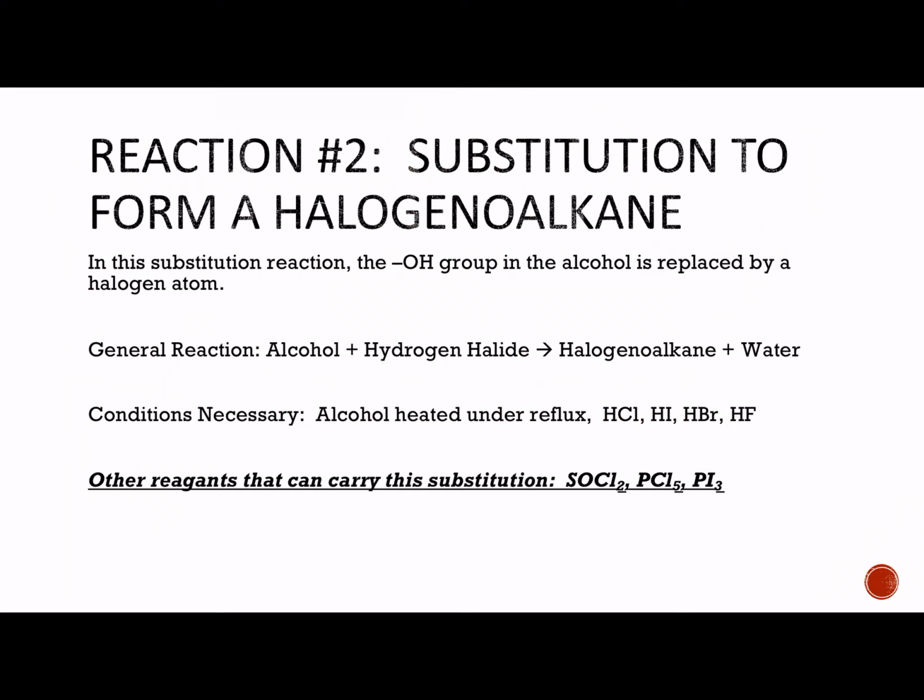All right, reaction number 2. Substitution to form a halogen alkane. And so if I have an alcohol and I have any hydrogen halide, which are actually strong acids, as long as I have that alcohol heated under reflux, then I will end up with a halogen alkane and water.